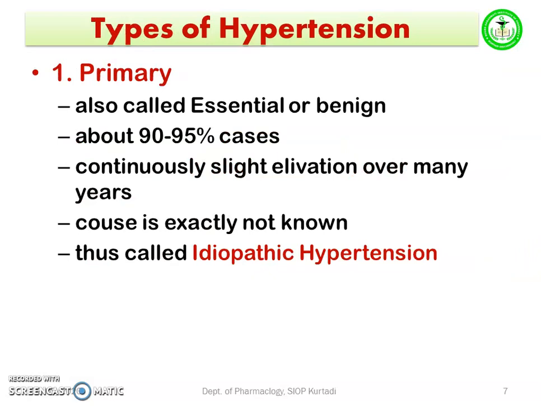Now, different types of hypertension. There are two types of hypertension. First one, primary hypertension, also called essential or benign type of hypertension. It accounts for about 90 to 95% of cases of hypertensive patients. There is continuous slight elevation over many years and the cause is generally unknown. Thus, it is also called idiopathic hypertension.